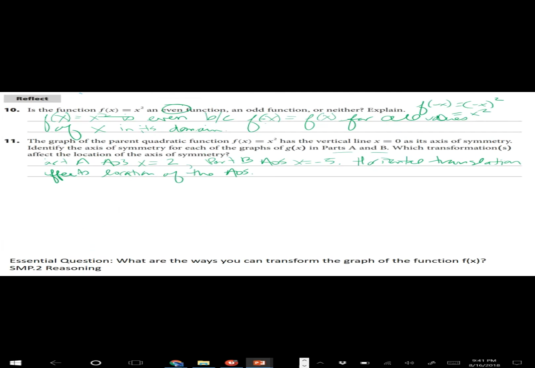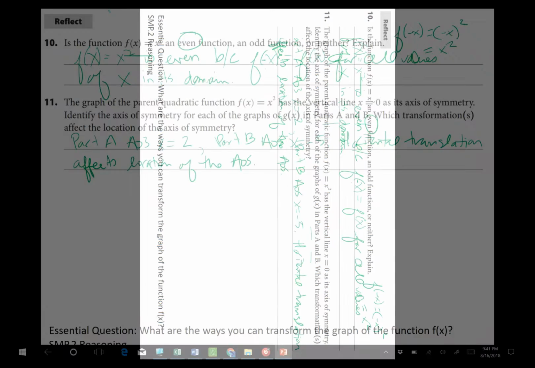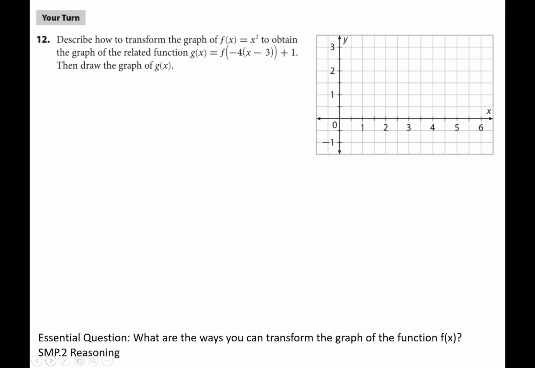All right, so we're going to go ahead and try this on our own together here. They didn't give us any skeletons, so we have to kind of figure it out on our own here. Describe the transformation of the graph of f of x equals x squared to obtain the graph of the related function g of x equals f of -4 of x minus 3 plus 1. So remember the a value is always in front, the b value is in front of the x, the h is inside the parentheses with the x, and the k is on the outside of the parentheses.